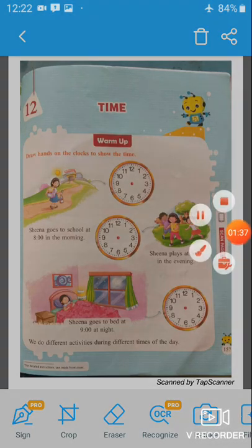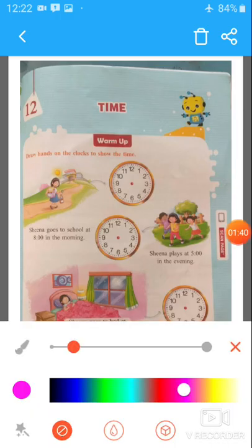Now students, look here. Draw hands on the clocks to show the time. So students, this is a picture of a clock. Here you have to draw hands on the clock to show the time. So in the first clock, let's see what you have to do. Sina goes to school at 8 in the morning. This means at the first clock, draw hands to show the time 8 o'clock.